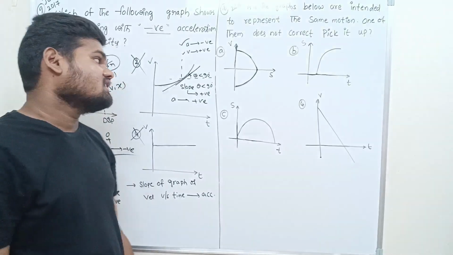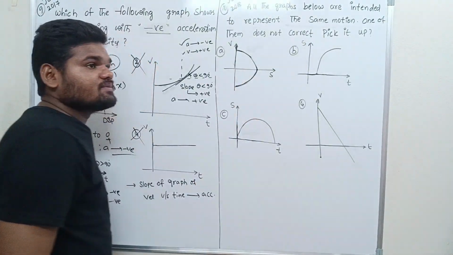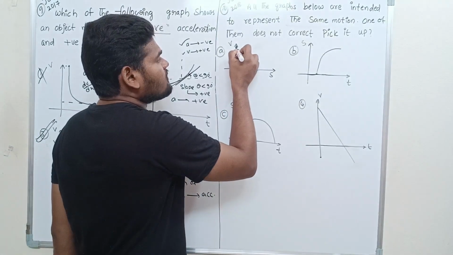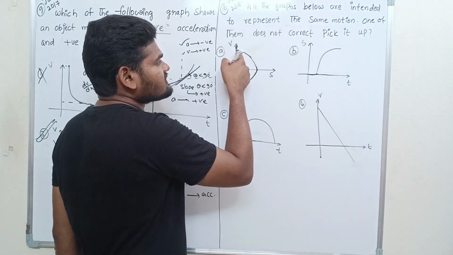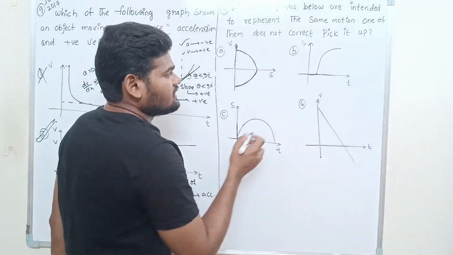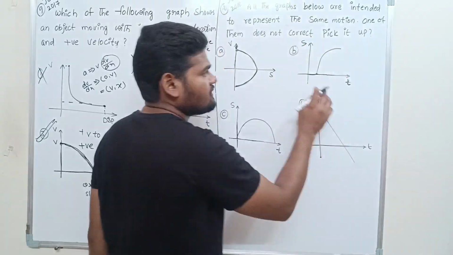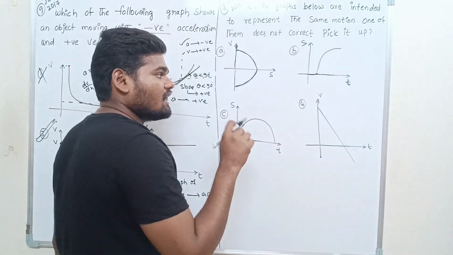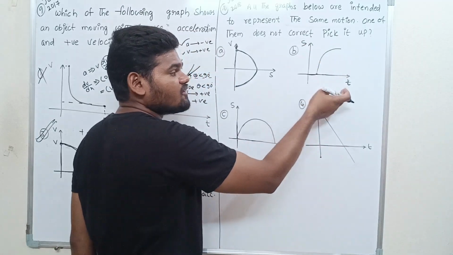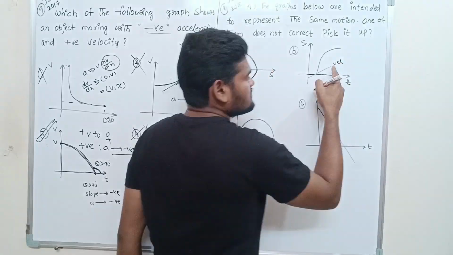So have a look. This is the graph for velocity versus displacement. This object starts with some initial velocity. If you come to here, this is a graph of displacement versus time. The slope of the graph of displacement versus time gives what? Velocity.